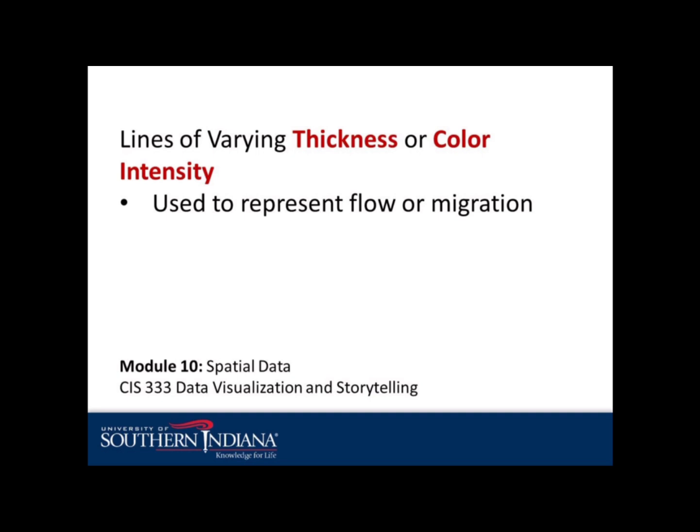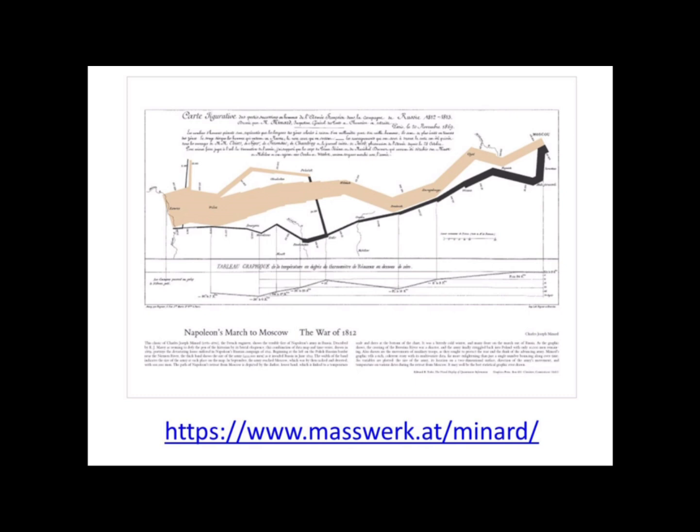Now, lines of varying thickness and color. These are very special use cases, and we're not going to practice this in this course because they're kind of advanced. But basically, when you have a line of thickness or color intensity used against a map, it usually represents flow or migration. This is probably the first example of a flow map, created in 1869 by Charles Minard, a French civil engineer.